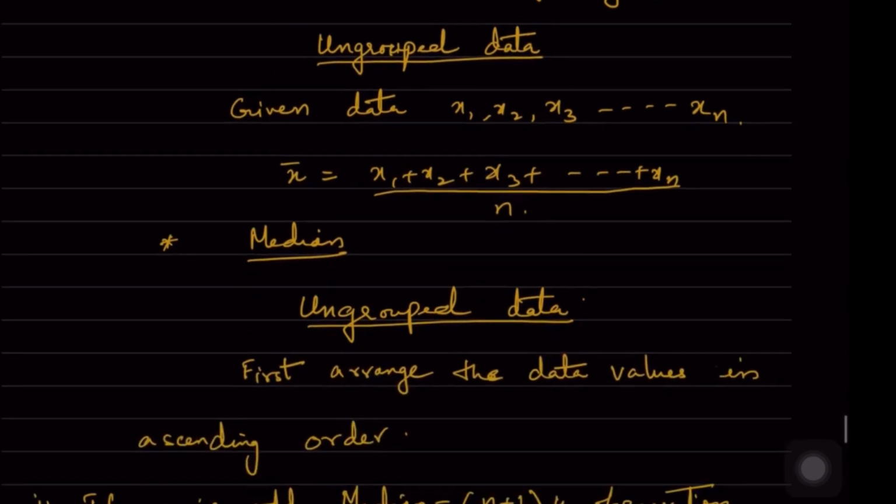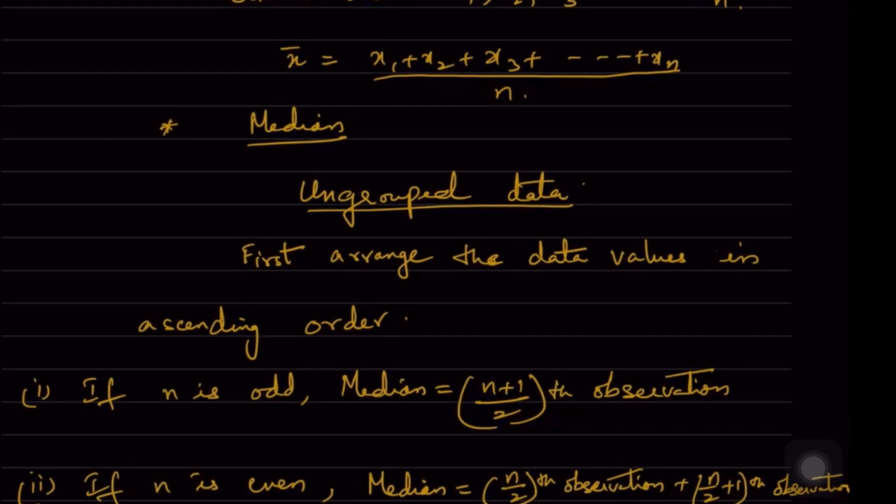Then how do we calculate the median for ungrouped data? We'll see. Whatever data is given, first we have to arrange it in ascending order. After arranging in ascending order, if n is odd, that is the number of observations is odd, the median is equal to the (n plus 1) divided by 2 th observation. Suppose there are 9 observations, which is an odd number. The median will be 9 plus 1 divided by 2, that is 10 by 2, which is equal to the 5th observation. After arranging in ascending order only, this will work.